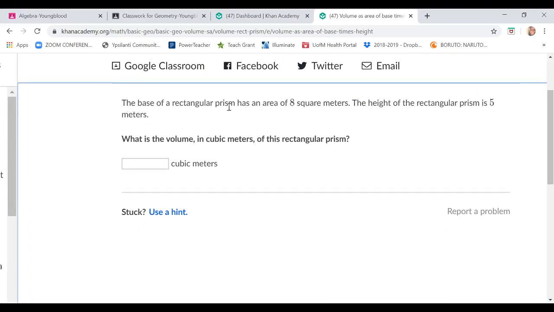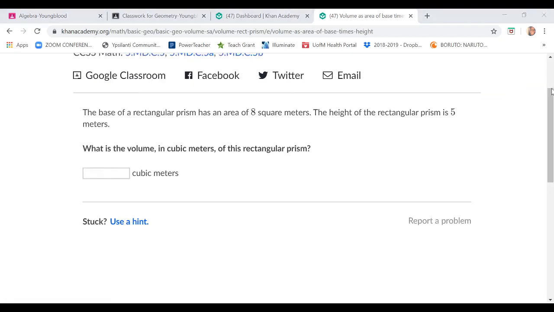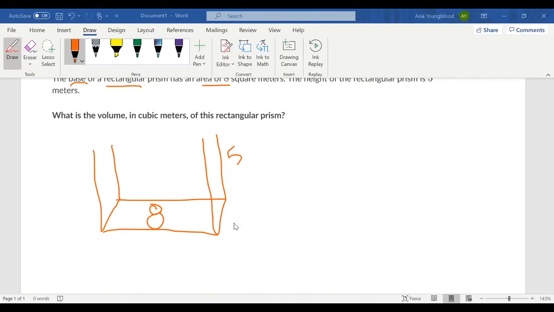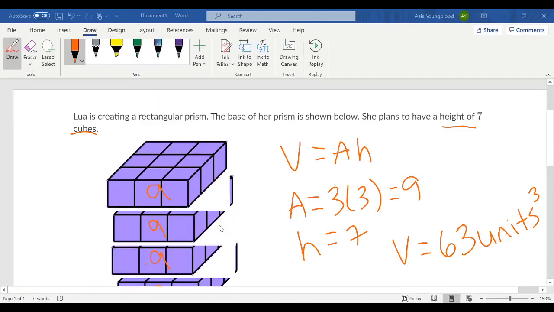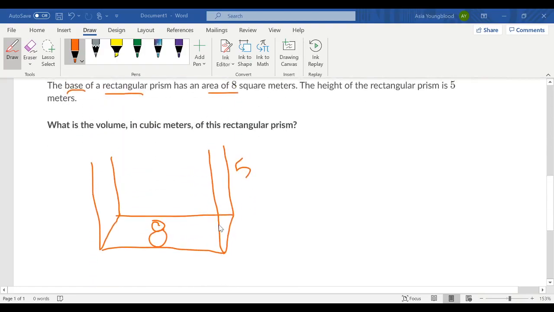It says the base of a rectangular prism has an area of 8 square meters. The height of the rectangular prism is 5 meters. What is the volume in cubic centimeters of this prism? I'm going to copy this and sketch it in the sketch pad. I've gone ahead and sketched a visual representation of what the problem gave us. The base of the prism is 8 square meters and the height of the prism is 5 meters.